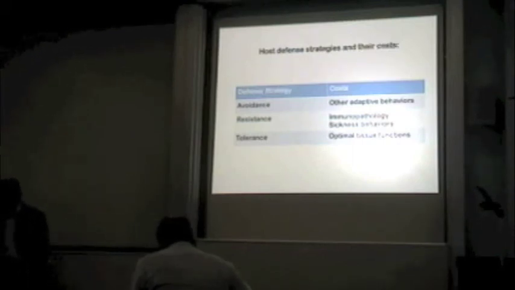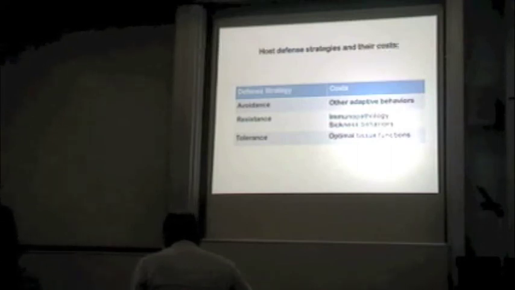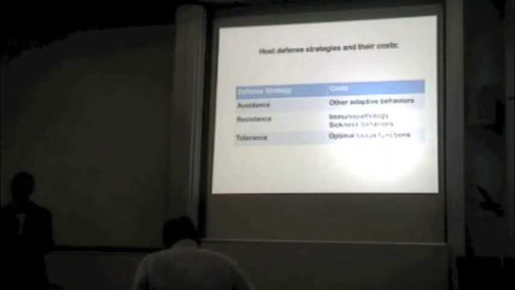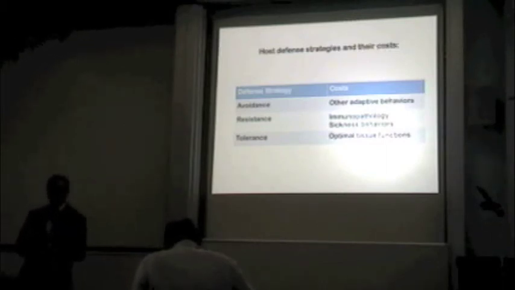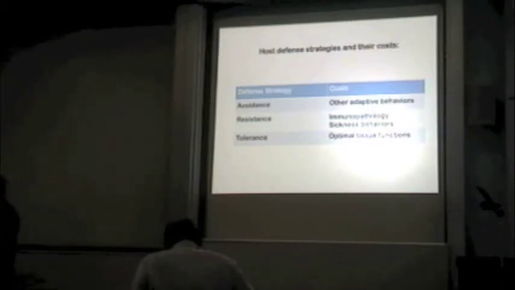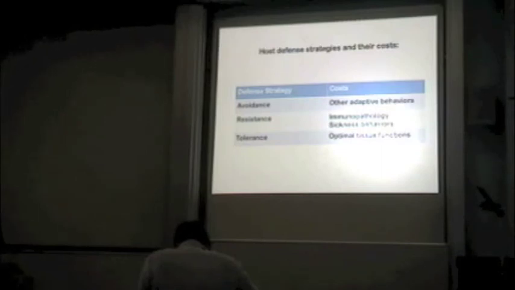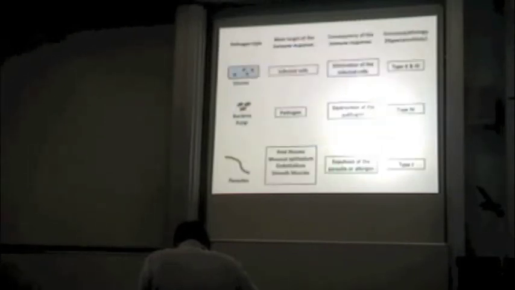Probably the simplest example would be when columnar epithelium is exposed to mechanical damage or irritants, it can undergo metaplasia and become squamous epithelium. The absorptive function will be compromised, but the barrier function will be enhanced. So that's the cost of increasing tolerance to damage in this case.